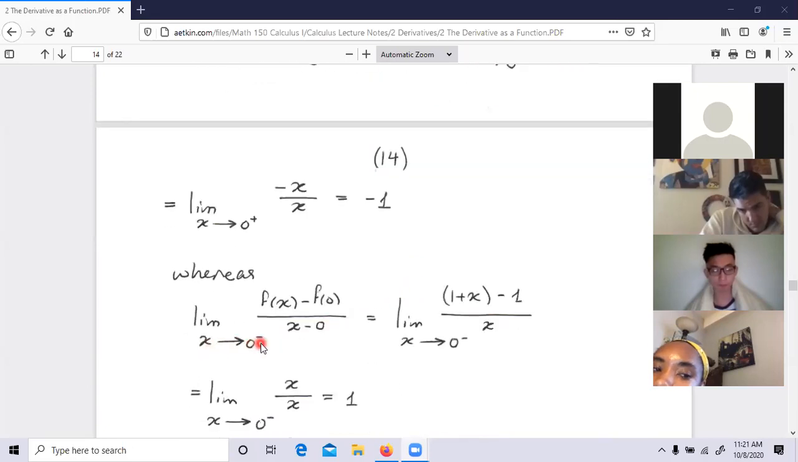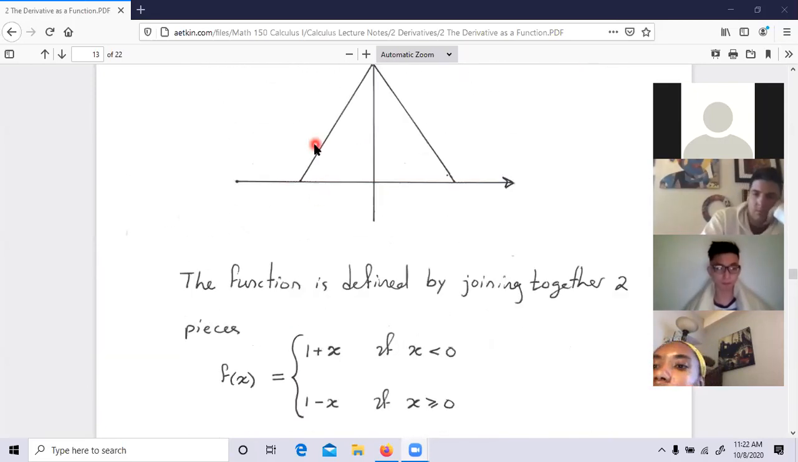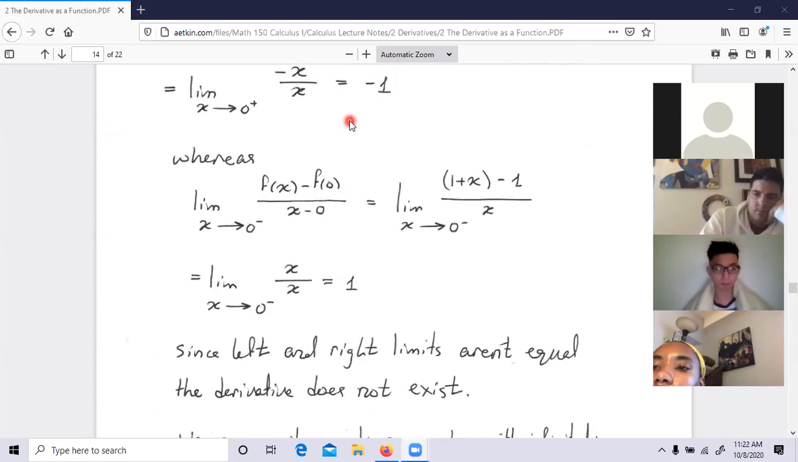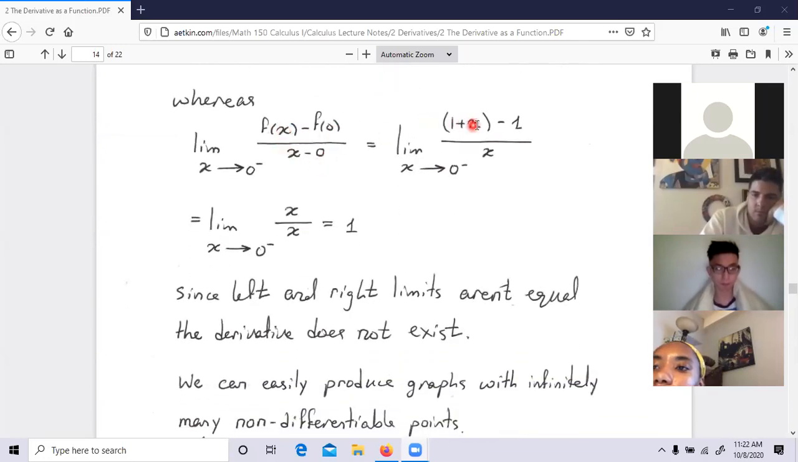If I approach from the left, of course, I'm on this part and I'm expecting slope to be 1, which it is, because f of x is 1 plus x. And then I subtract f of 0, I subtract 1, divide by x, it's x over x, which is 1. Good? So 0 plus and 0 minus exist, but there is no limit at 0. So this is called left and right differentiable, but not differentiable, because the entire limit does not exist. Am I clear, guys? Right? Yes, if you understand.